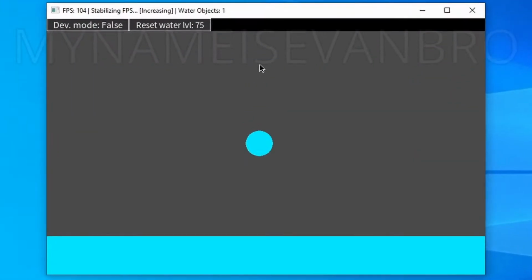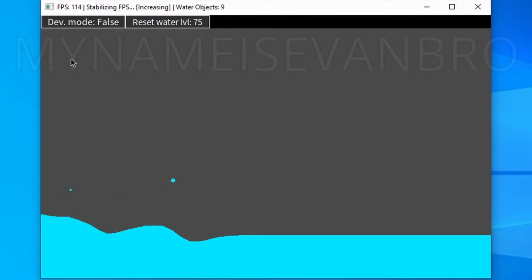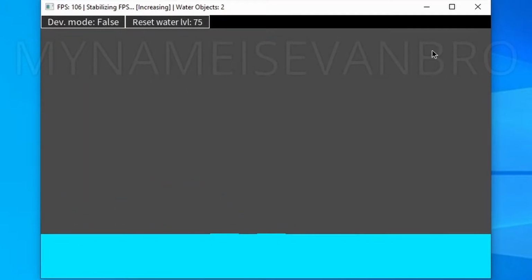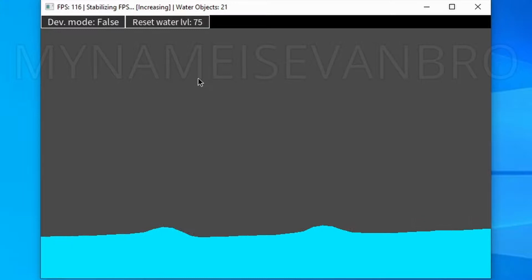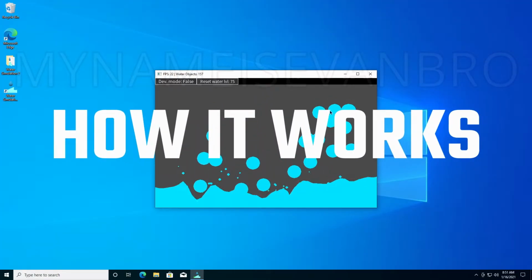When you click anywhere in the simulation, a water ball rains in and affects the waves of the water. The higher the drop, the faster the speed, which means an even bigger wave. Are you tired of these water jokes yet? Well, here is how it works.